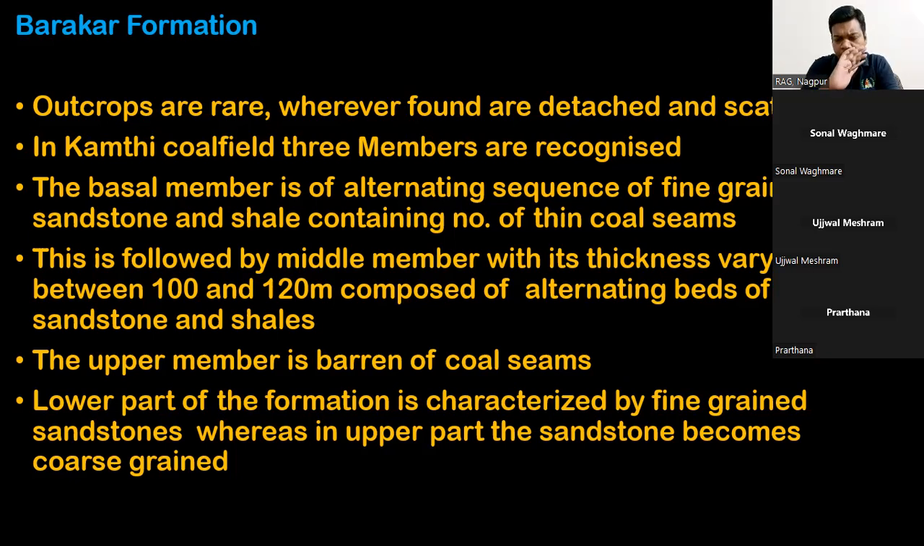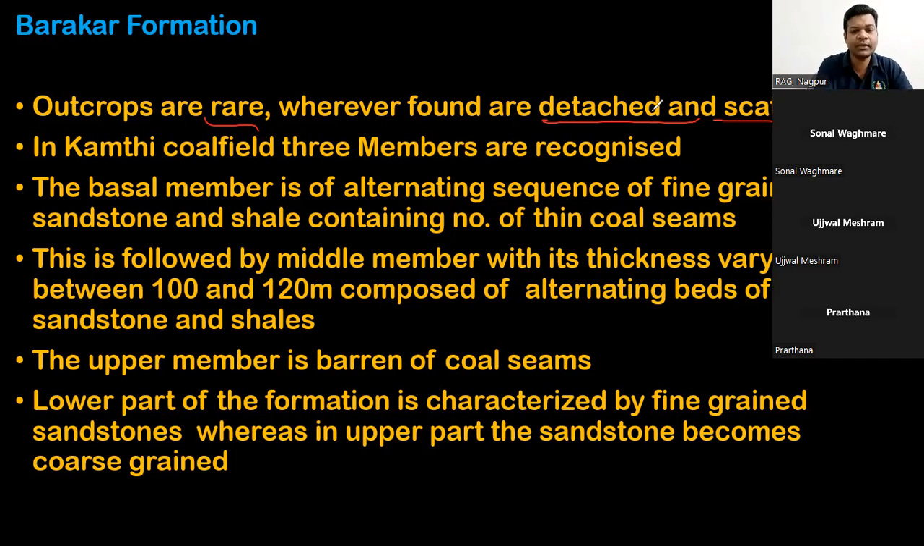Now, this Barakar formation outcrops are rare. They are not continuously present. They are rare, but where they are found, they are detached and scattered. There is no single larger outcrop like that of the Talchir. Talchir has larger outcrops, but Barakar does not. It has detached or scattered outcrops, that means broken outcrops.